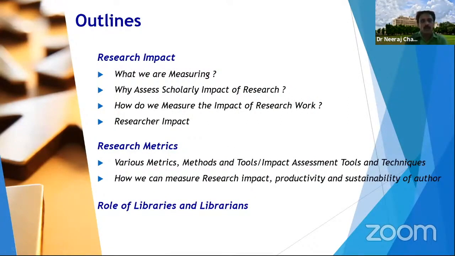I will try to cover what research impact is, how we are measuring it, and why we should assess the scholarly impact of research and why it is important. How do we measure the impact of research work? There are a number of techniques which I would like to cover. Then, what is researcher impact, and what is the relation between researcher impact and research impact? Finally, I would like to cover the various metrics, methods, assessment tools, and techniques which are available to measure research impact, productivity, and sustainability of an author. And finally, what role libraries and librarians can play in this direction.